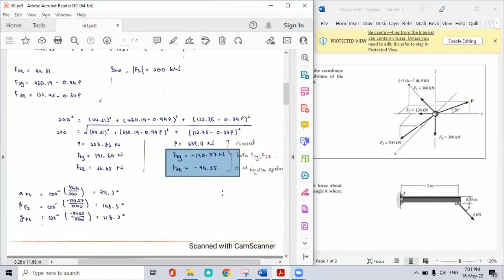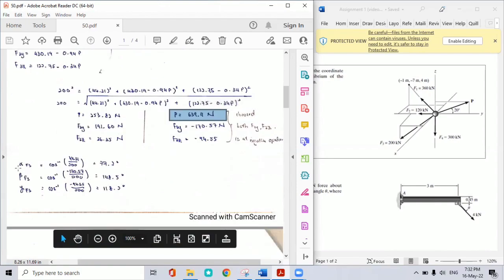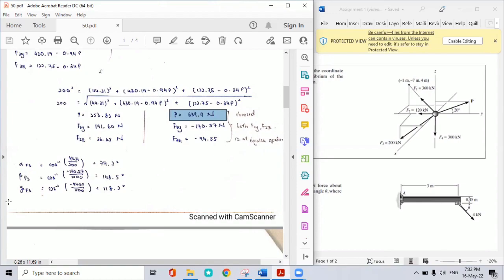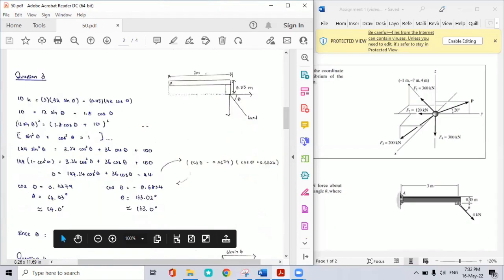Therefore, we decided to use P equal to 639.11 to find the angles. So this alpha angle, beta angle, and gamma angle are their own angles from their own axes. This alpha corresponds to the x-axis, this beta corresponds to the y-axis, and this gamma corresponds to the z-axis.